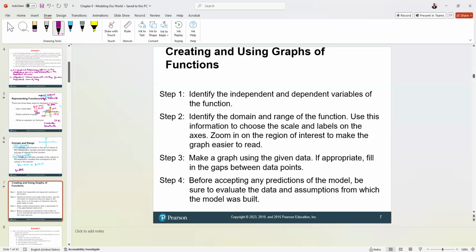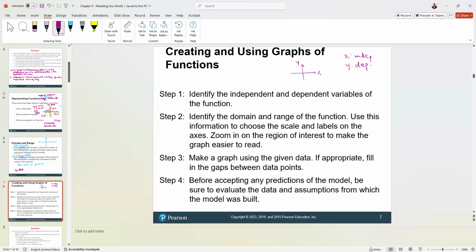You use this information to choose the scale and labels on the axis. So you want to know the horizontal axis, would you call it x? And the vertical axis, you call it y. Remember, x is independent and y is dependent. That's what you need to remember.